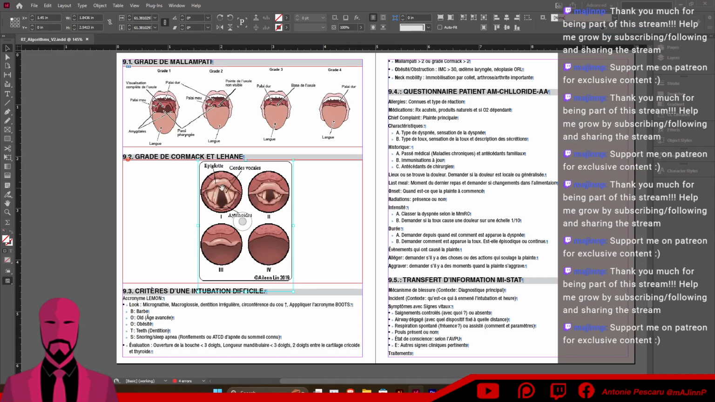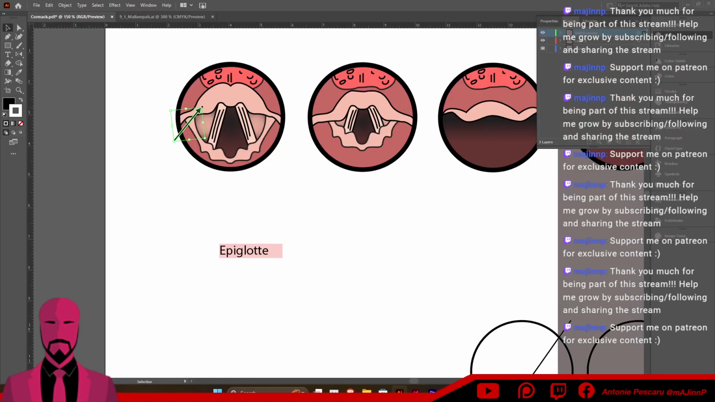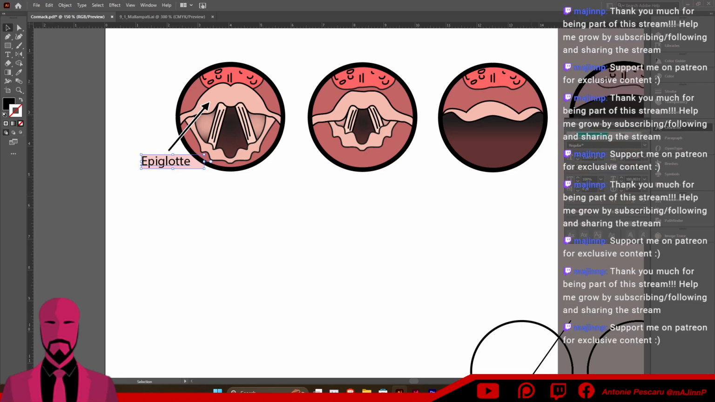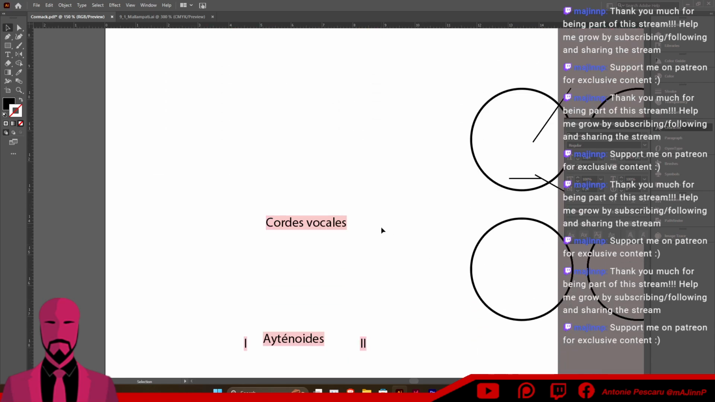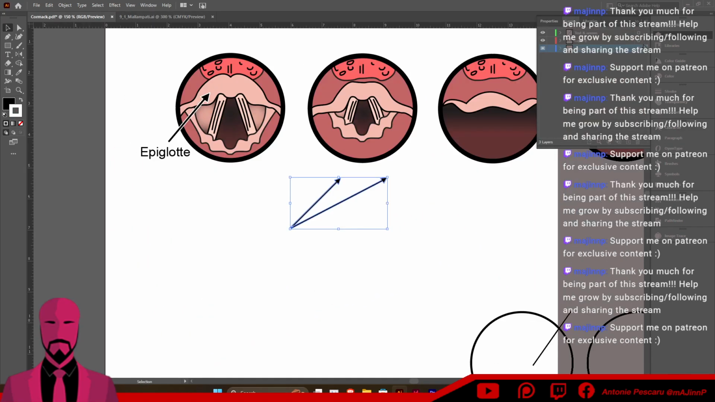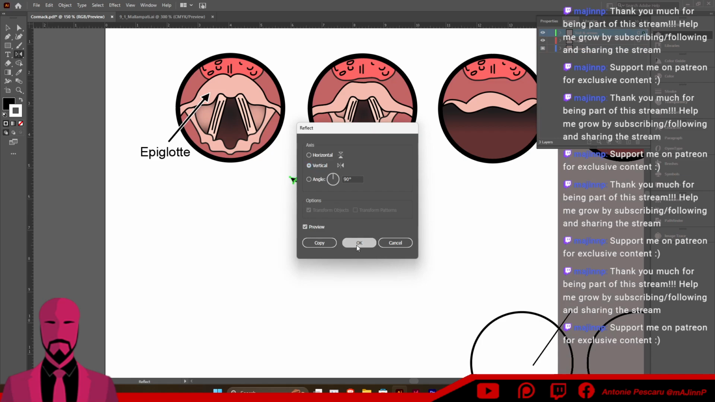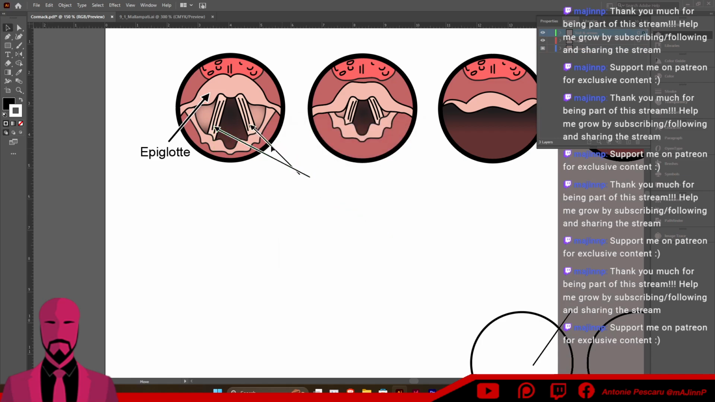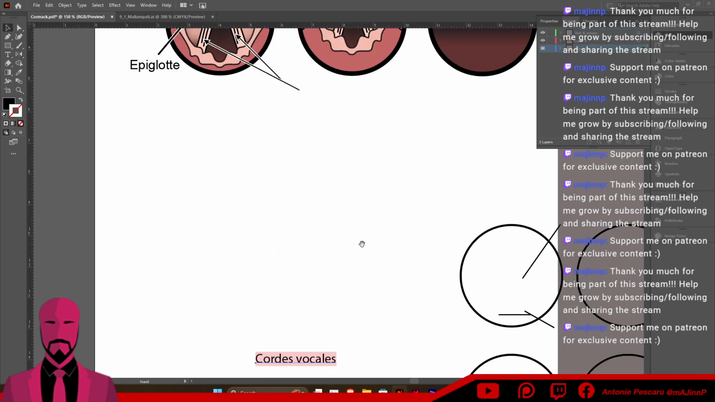Okay, vocal cords, epiglottis. So this is the epiglottis. We're gonna go to characters. We're gonna do Arial, not regular Arial, please. This is the epiglottis. Then we have the vocal cords. Do I have one with the layers here? I like that. Okay, so we got one, the other one like this, and there we go.